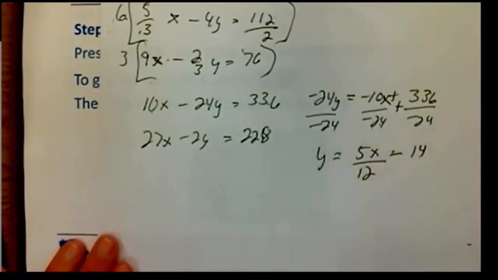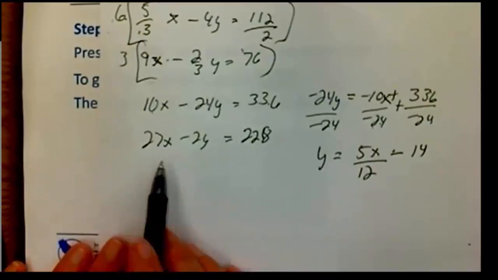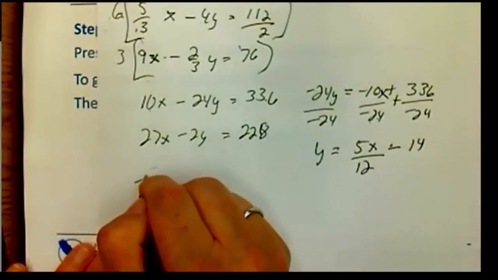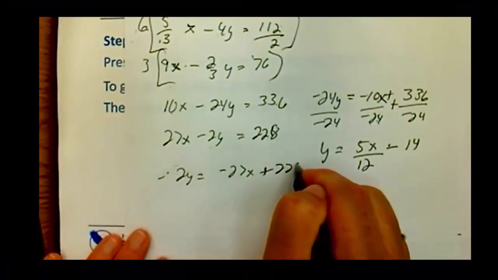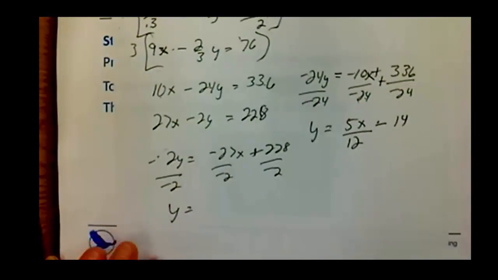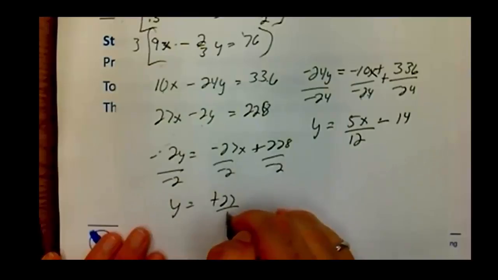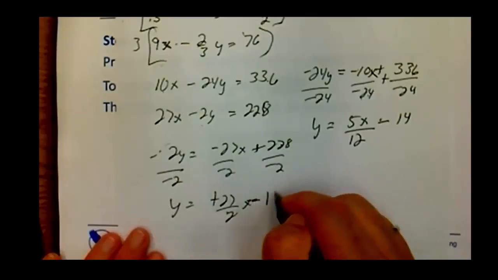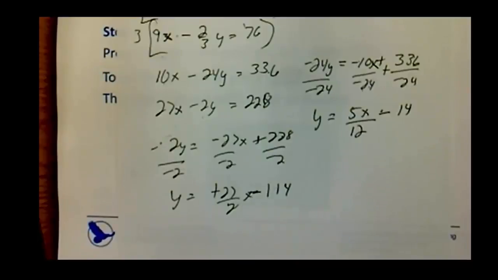Equals 14. So I can get it broken down to what I needed it to be. And then if I do the second one, I can end up breaking it apart and moving the 27x over. Divide by negative 2. And I end up finding out that y is equal to a negative 27, or positive 27 over 2. And 2 will go into their negative 114. So anyway, that's our pieces. But that's what you'd have to do.